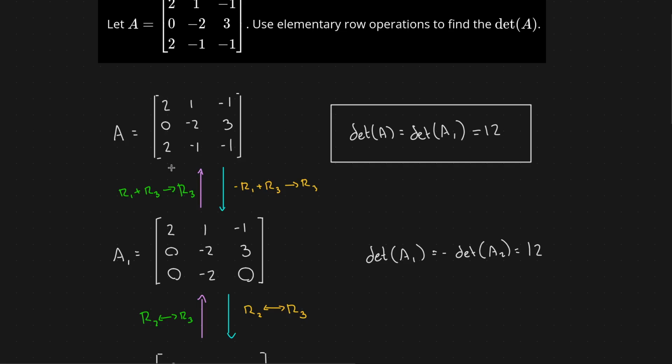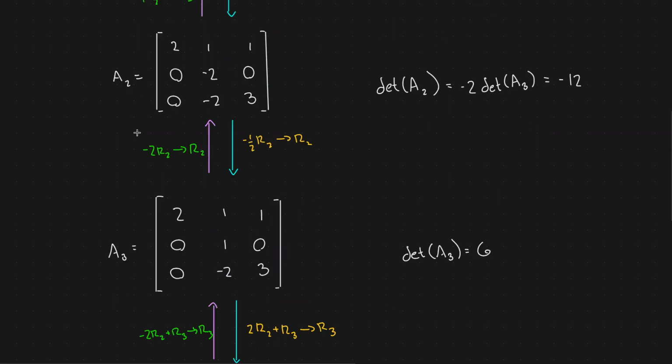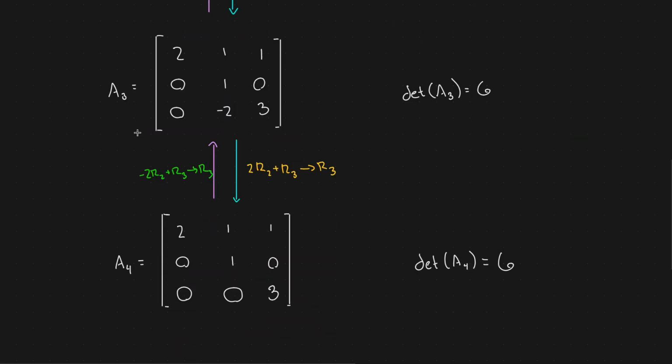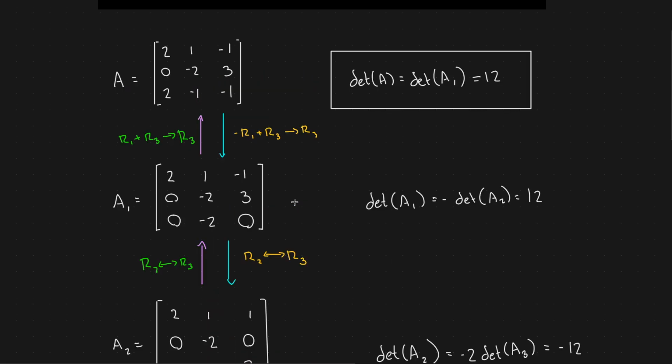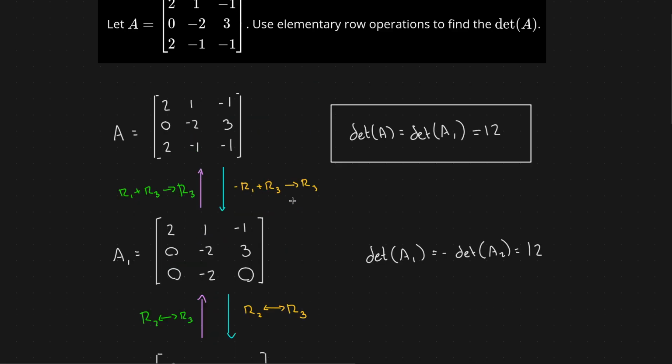And we were able to do that without doing that laborious determinant calculation, but by using elementary row operations and by finding the determinant of a much easier matrix and then working our way backwards using what we know about how elementary row operations affect the determinant.